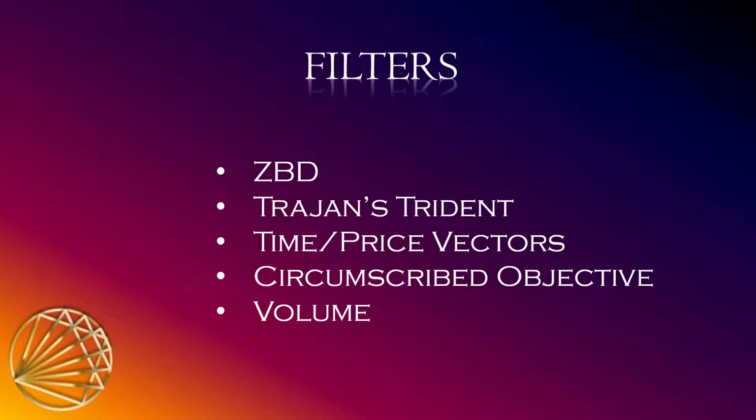So once we have our core trade setup down with the Beck's emblem and the quadrilateral, it's time to add some filters. We have 5 different filters that we can choose from, and we don't have to use them all. We can choose them a la carte depending on our personal trading style. The filters are, first off, the ZBD line. The next one is Trajan's trident. Time price vectors. The circumscribed objective. And volume. We'll go through each one of these.